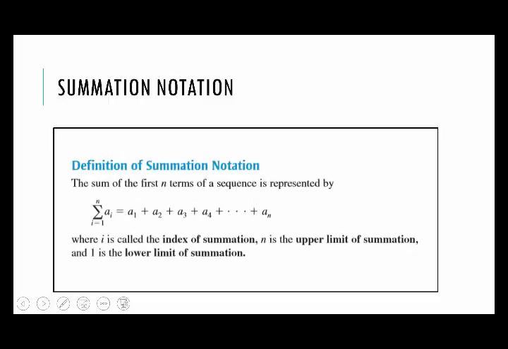The definition of summation notation is the sum of the first n terms of a sequence, represented by the following statement, where i is the index of summation, n is the upper limit, and 1 is the lower limit. Pay very, very close attention to the number that's on top of the sigma. That is the upper limit. We'll show you what that means in a moment, and the lower limit.